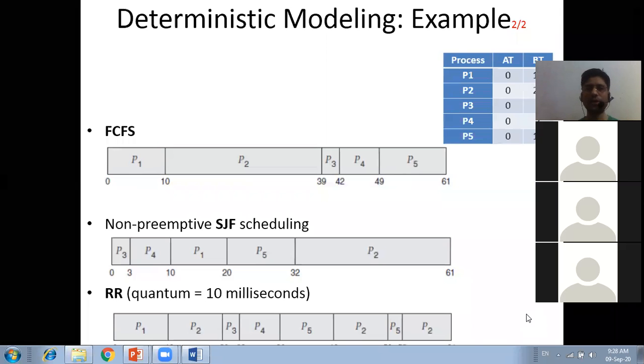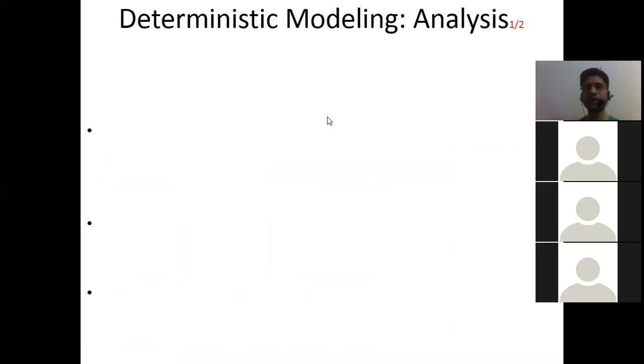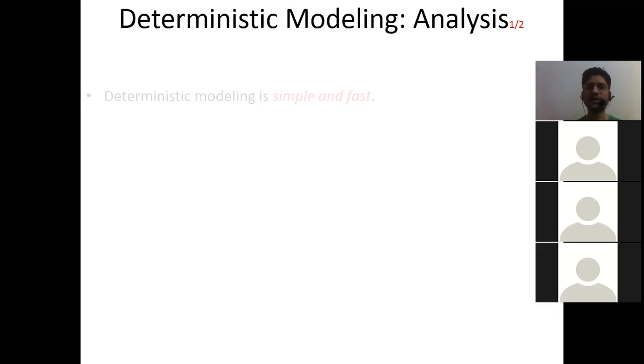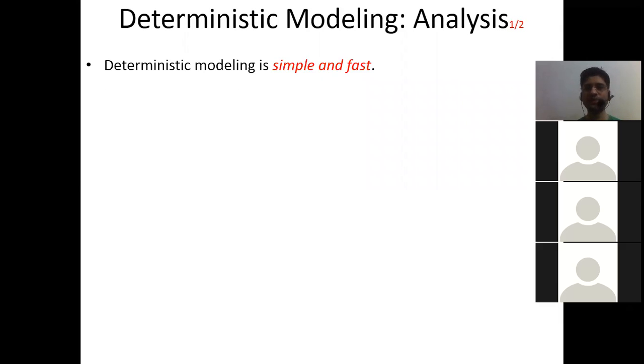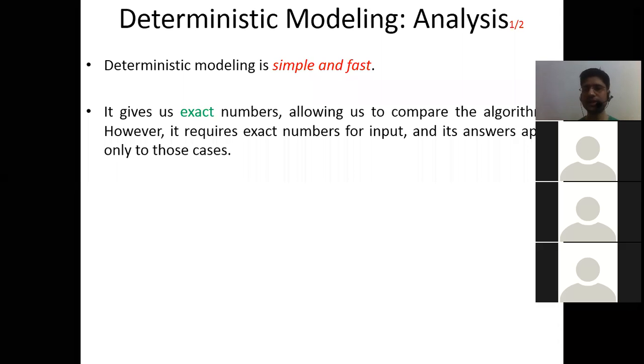Let's see what are the benefits of using deterministic modeling. There is an analysis section here that you can also write in your answer. So what is the analysis? We have found that deterministic modeling is simple and fast. It gives us exact numbers. As you can see, we have exact figures like 28 millisecond, 23 millisecond, 13 millisecond.